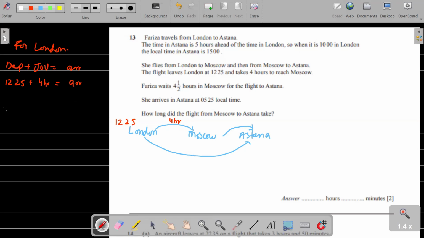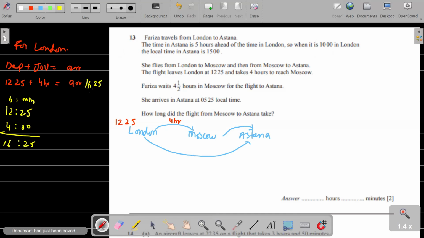I will be adding them up by using a general calculation such as the hour section. This is my minute section. So 4 hours, let's add them up. It will be 25 and it is 16. So her arrival was at 16:25, but she had waited there for 4 hours 30 minutes as well. So let's add 4 hours 30 minutes in it.